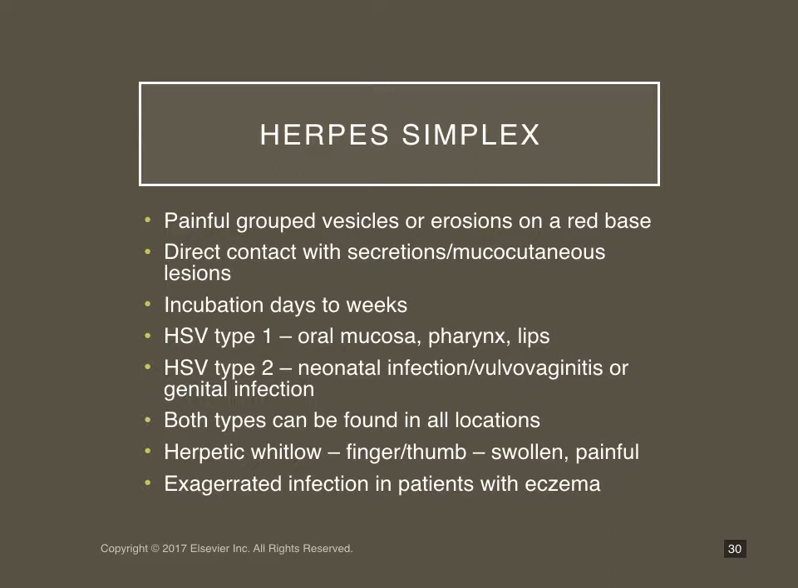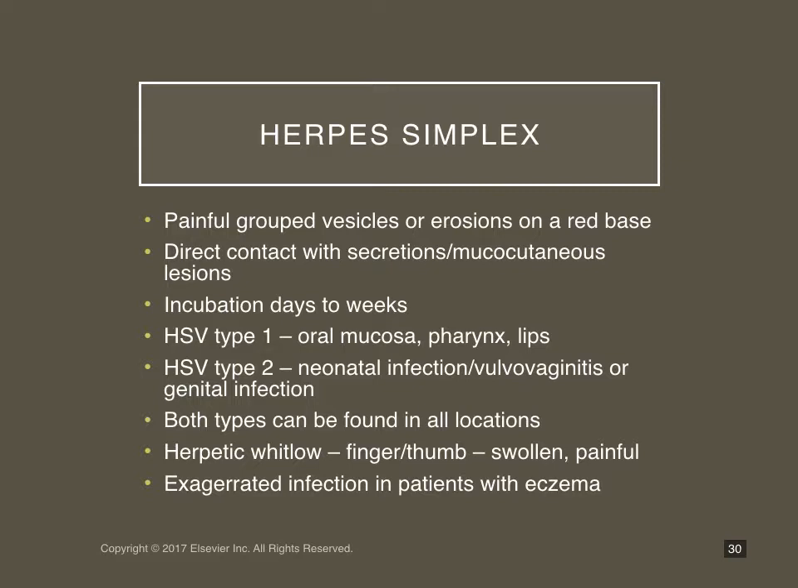And with herpes type 1, usually we see this in children on the oral mucosa, sometimes in the pharynx or on the lips at the mucocutaneous junction. HSV type 2 can cause neonatal infection or a genital infection in sexually active teens. But both types can be found in all locations.